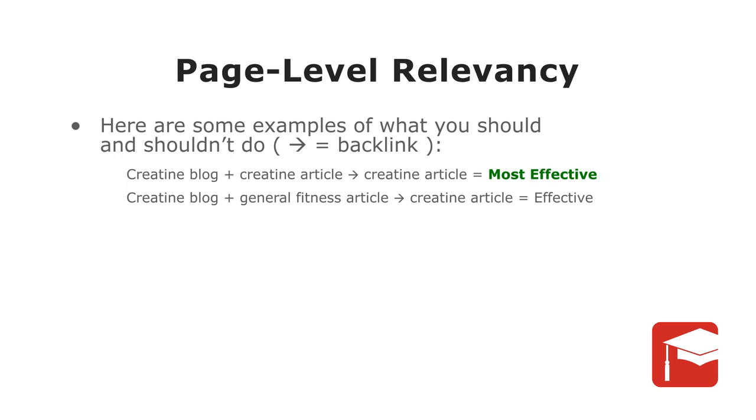And the opposite can be true as well. So for example, a general fitness website publishes an article about creatine and then links to your article about creatine for more information. And then you can even take the relevancy down a notch and just have a general fitness website that publishes a general article about supplements and then links to your creatine article for more information about creatine.